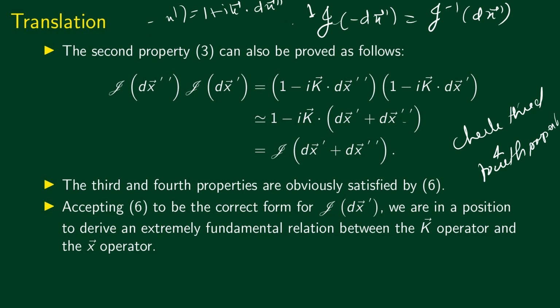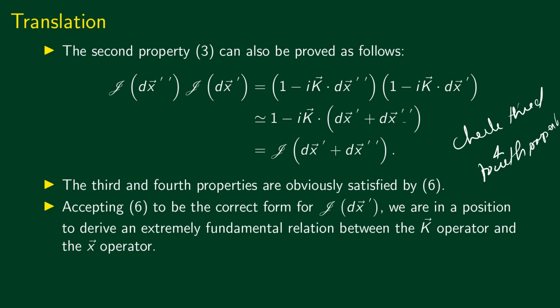All right. So please check that. Again, when you make this multiplication, you can neglect the higher order terms. Now the fourth property was that if I take dx vector prime tends to 0, I'll get the identity operator. That's clearly satisfied. That's exactly how we constructed this operator in the first place.